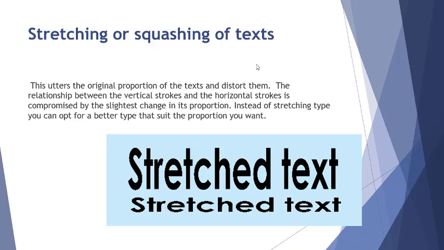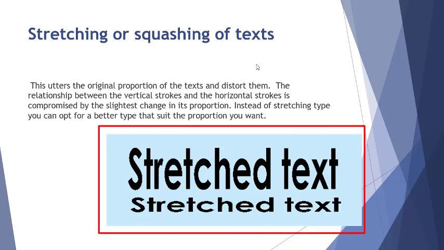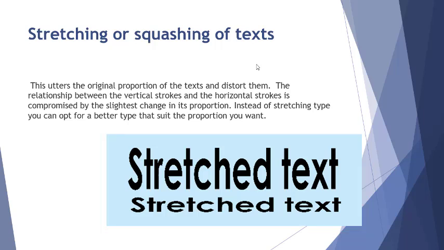Stretching or squashing of text. This alters the original proportion of the text and distorts it. The relationship between the vertical strokes and the horizontal strokes is compromised by the slightest change in its original proportion. Instead of stretching type, you can opt for a better type that suits the proportion you want. If you look at this example below, this text has been stretched. This is wrong. It impairs the legibility of the text, so you try to avoid this as much as you can. Instead, you should opt for another type that best suits the proportion you want.